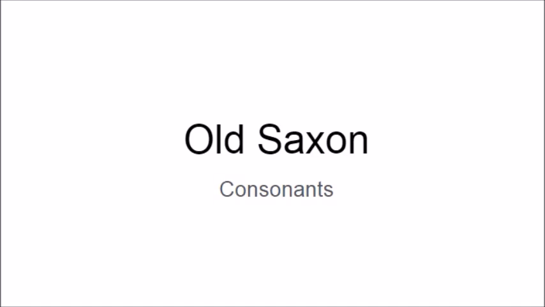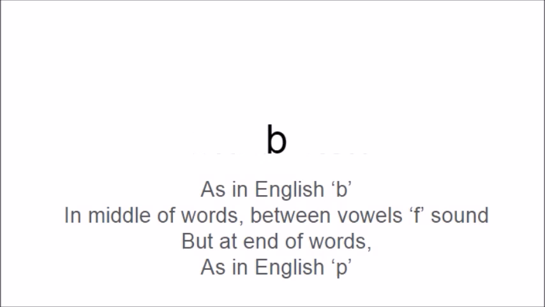Old Saxon consonants. B, as in English b, but in the middle of words, between vowels, it makes a sort of F sound. I mean, this really depends heavily on the etymology of the word itself and what it evolved into in the future, into Middle Saxon and then into Modern Saxon. But at the end of words, B is as English P.